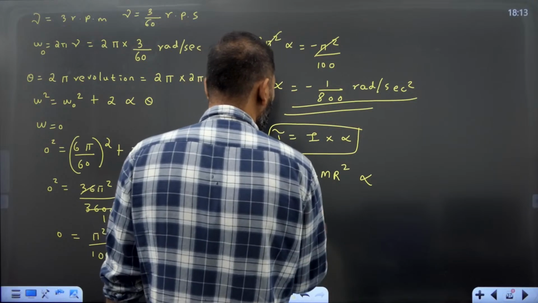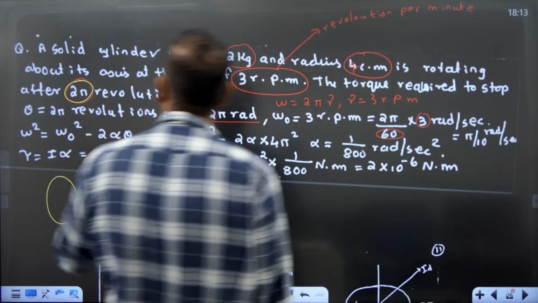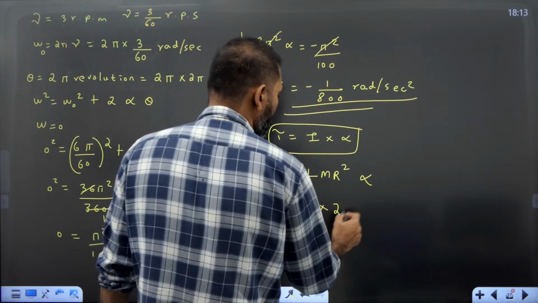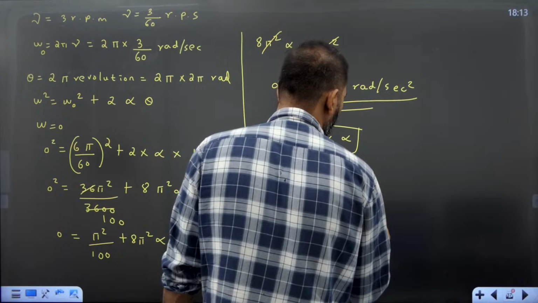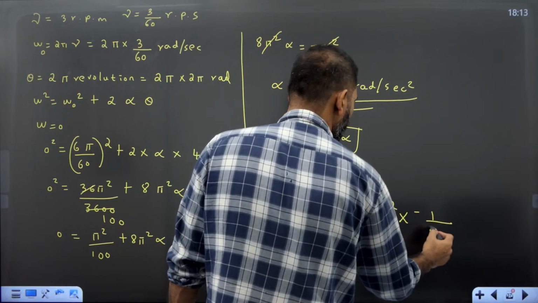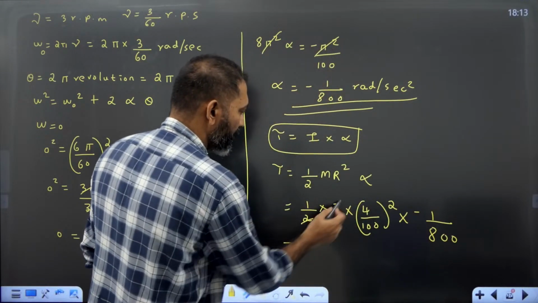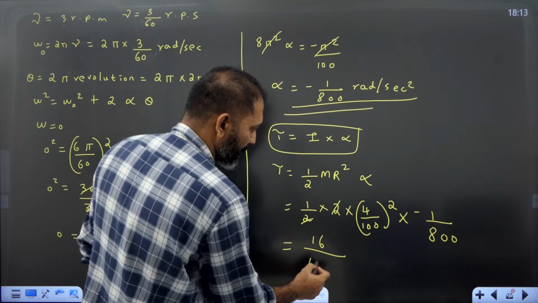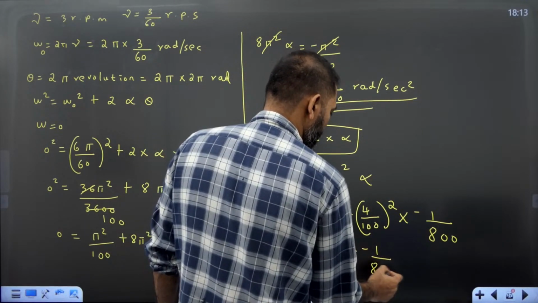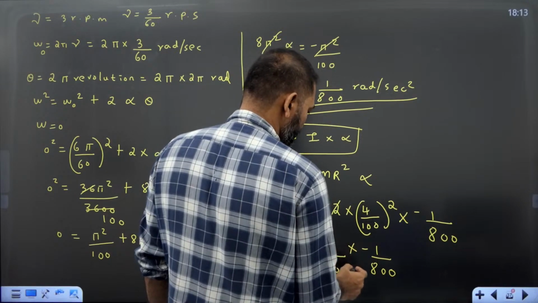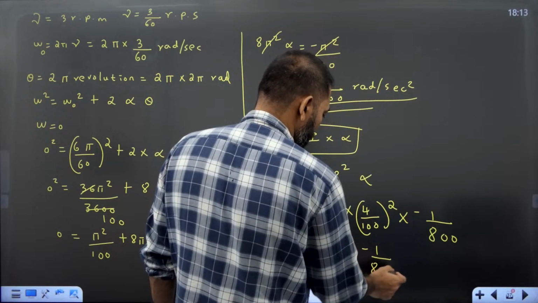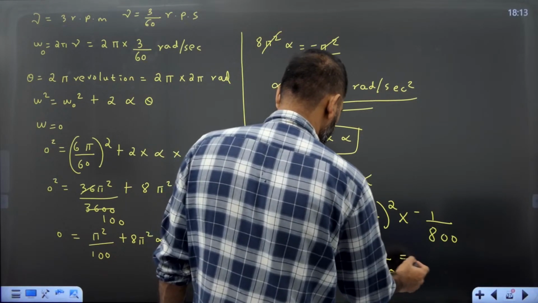So half into, what is the mass here? Mass 2 kilogram. Radius 4 centimeter. So mass 2 into radius 4 by 100 the square into, instead of alpha I should write 1 by 800. So 2 gone, 16 by 10,000 into minus 1 by 800. If you divide it by 8, 2 here becomes 1.